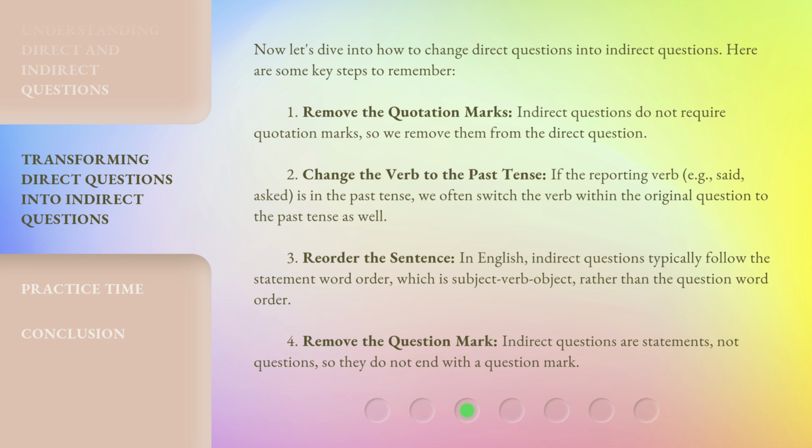If the reporting verb, e.g., said, asked, is in the past tense, we often switch the verb within the original question to the past tense as well. 3. Reorder the sentence. In English, indirect questions typically follow the statement word order, which is subject-verb-object, rather than the question word order. 4. Remove the question mark. Indirect questions are statements, not questions, so they do not end with a question mark.